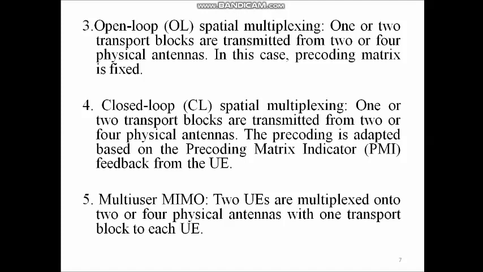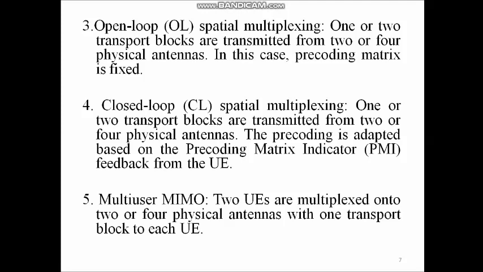Okay, next third type of transmission mode is open loop spatial multiplexing. Here 1 or 2 transport blocks are transmitted from 2 or 4 physical antennas. So, multiple transmit antennas are used, but there is no feedback from the user equipment, therefore, it is open loop. So, in this case pre-coding matrix is fixed.